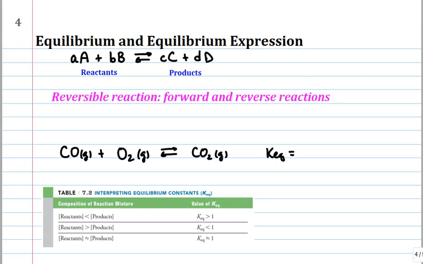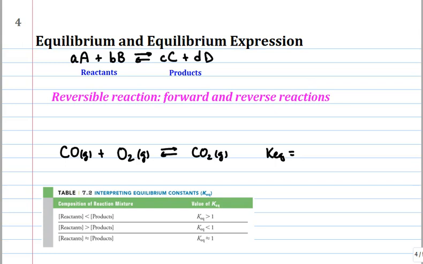In this case, I've given you a generic example. A plus B is in equilibrium with C plus D, and the lowercase a, b, c, and d are coefficients of the balanced reaction. So we still call A and B on the left reactants, and C and D are the products. So we have reactions that can go both ways, and we say they are in equilibrium.